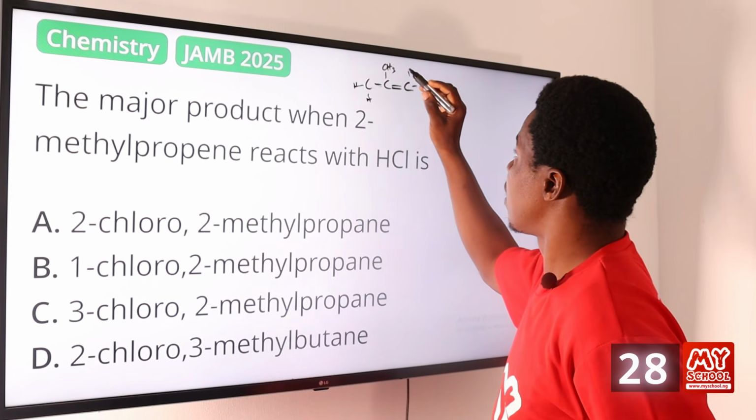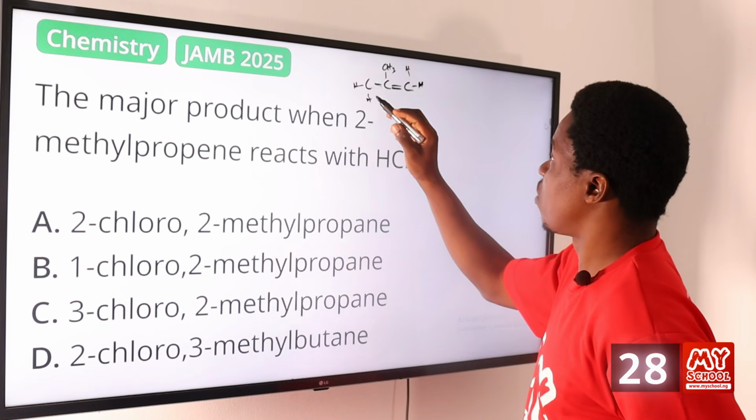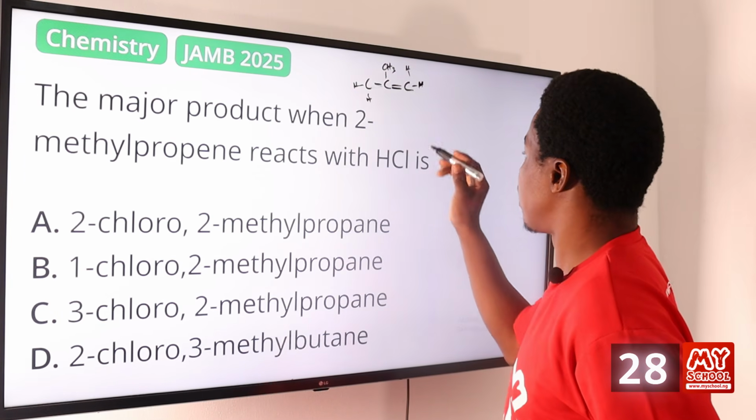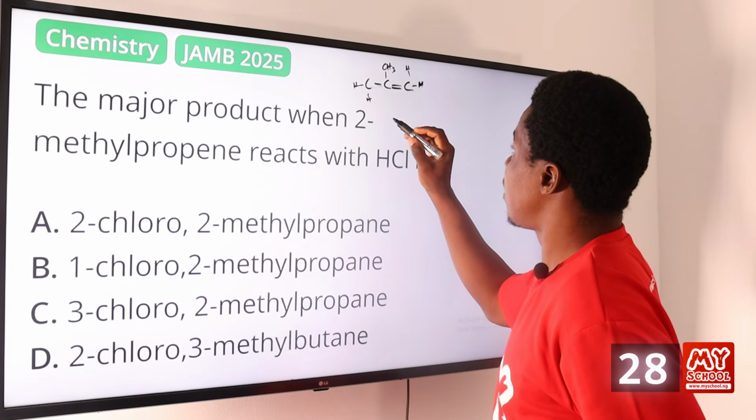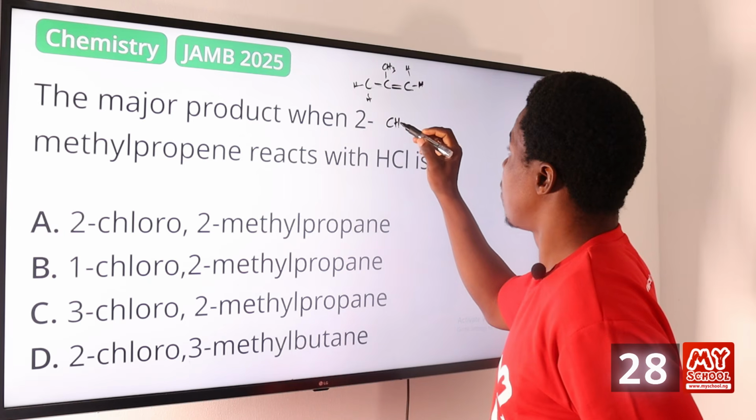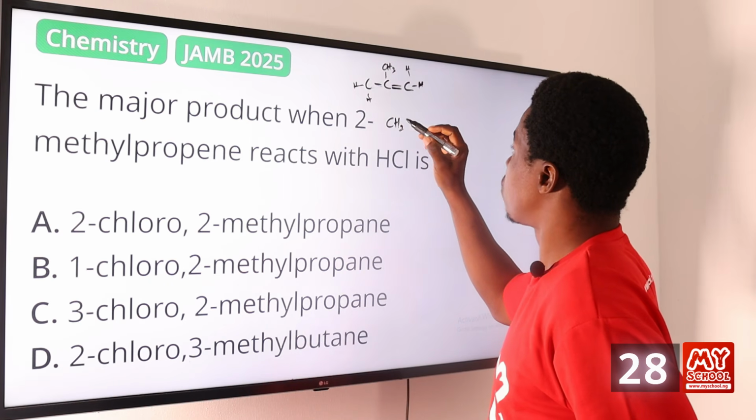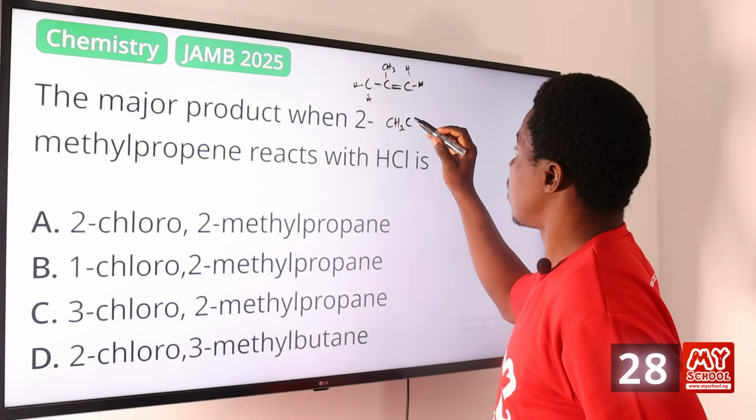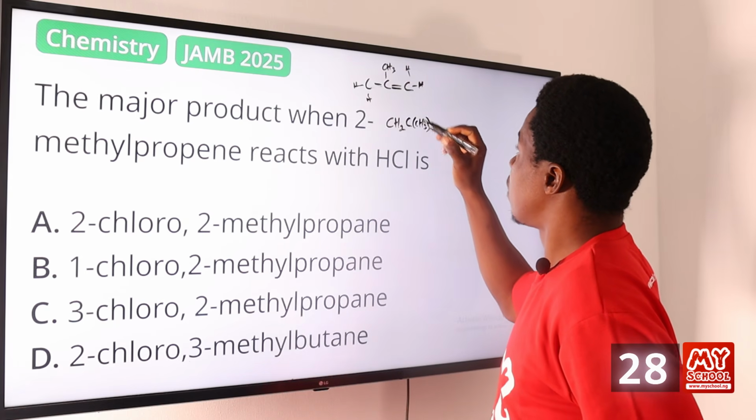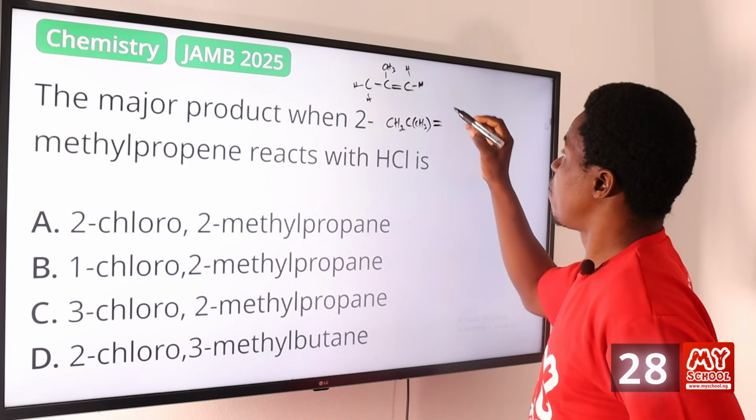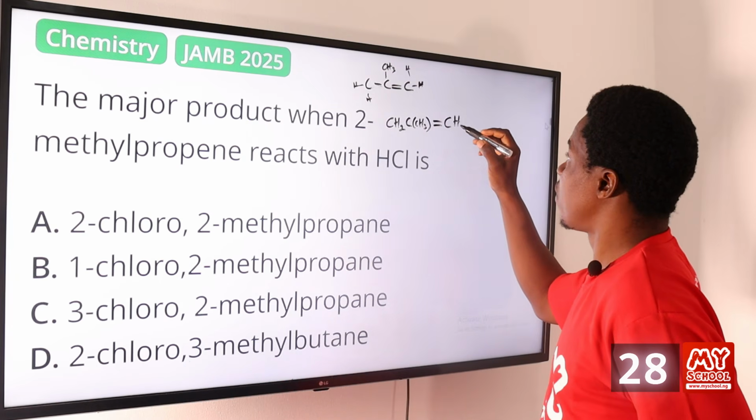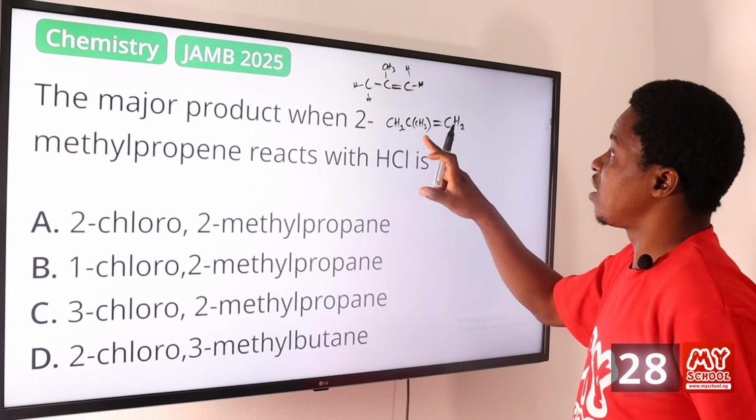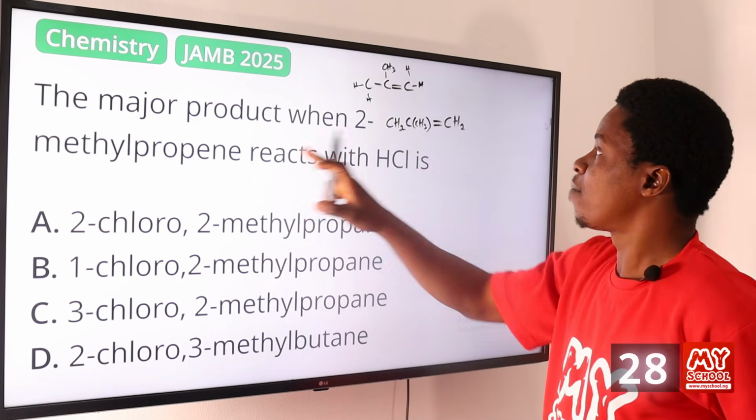Okay, this is actually the structural formula. So let's make it condensed now. So we have CH2 here, then we have bonded to carbon, then that carbon has CH3 attached to it. Then we have the double bond here, then we have carbon here, then we have H2. Okay, so this is your 2 methyl propene.